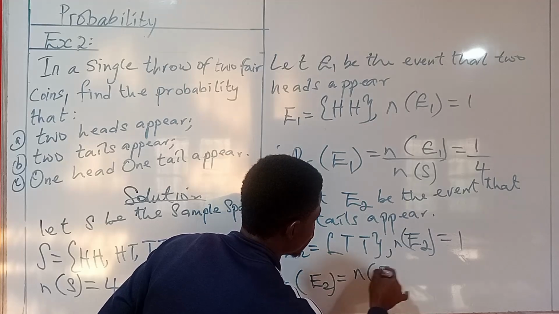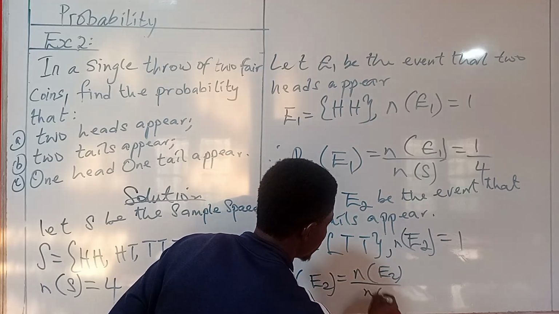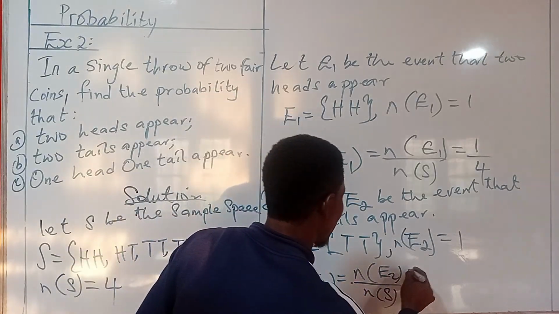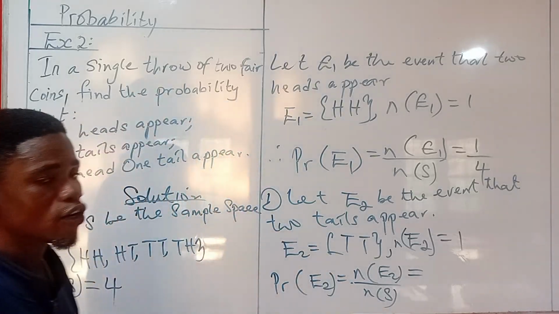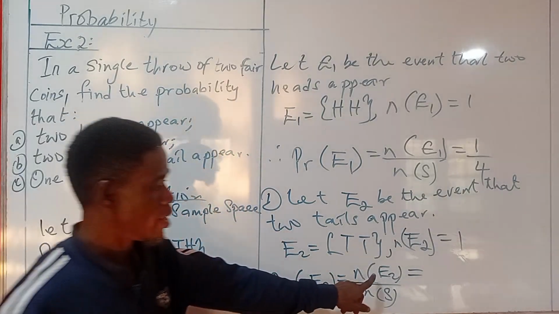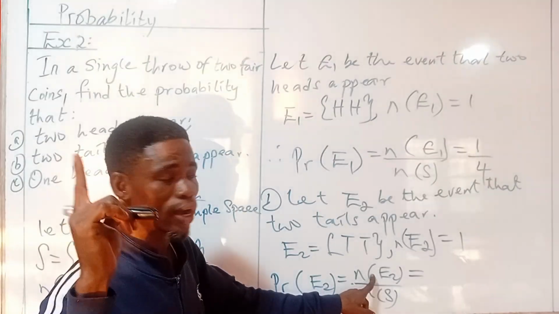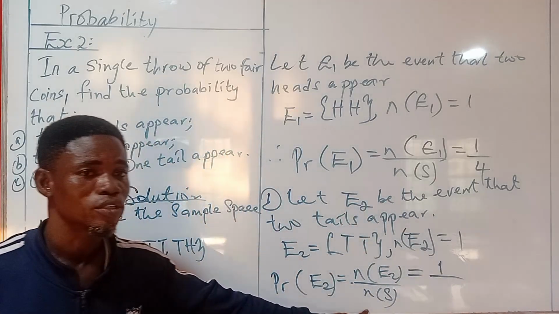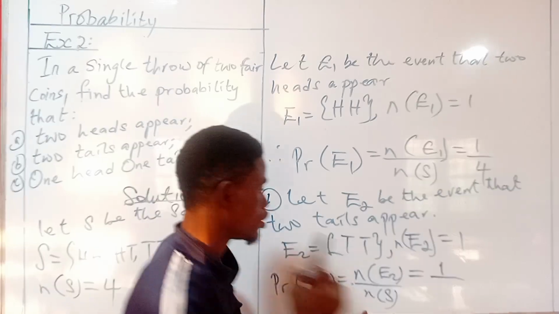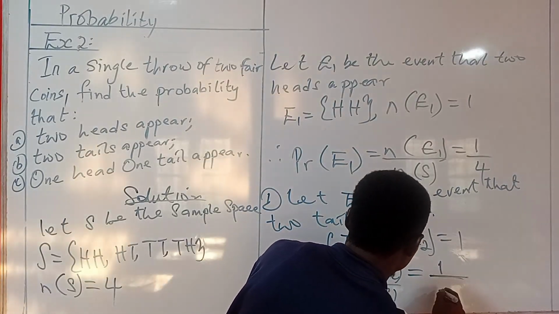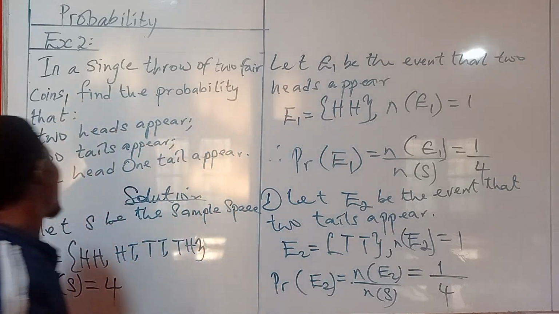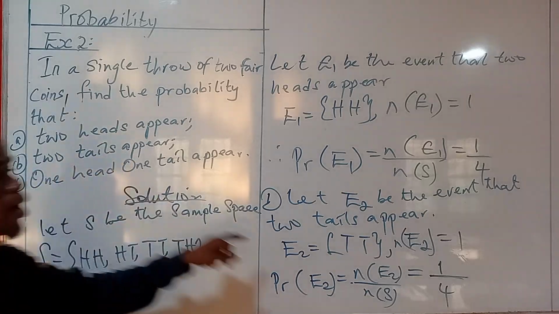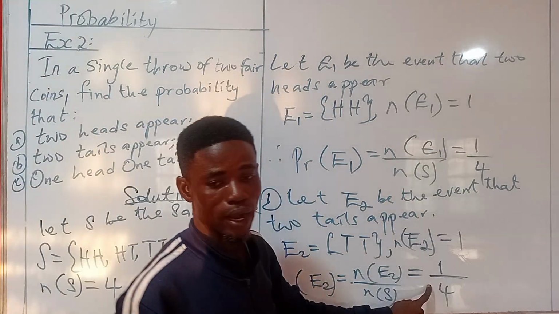Therefore, the probability of 2 tails appear, we have P of E2 equals N of E2 divided by N of S. N of E2 means the required outcome, that is, 2 tails appear, which is 1. Then N of S means the total possible outcome, which is 4. Therefore, when we are to find the probability that 2 tails appear, we have 1 over 4.